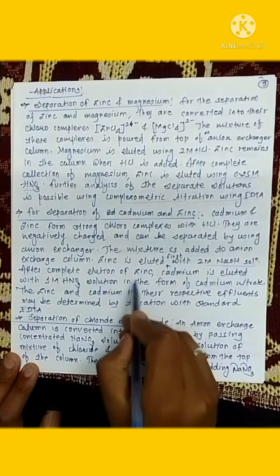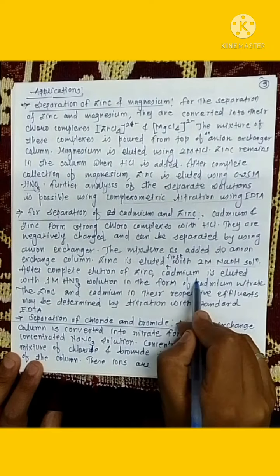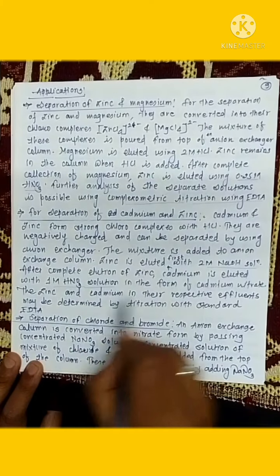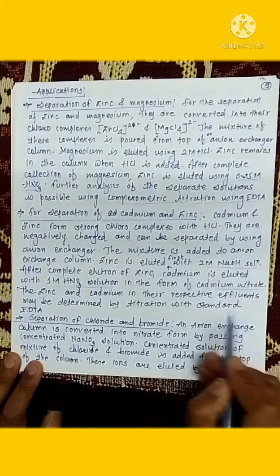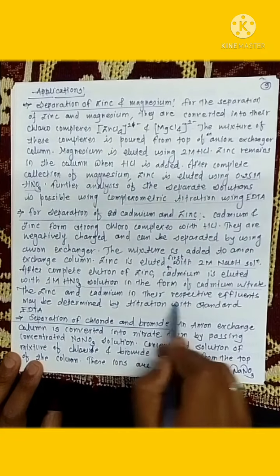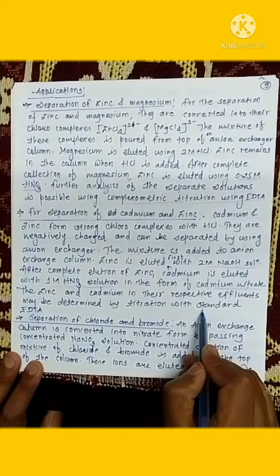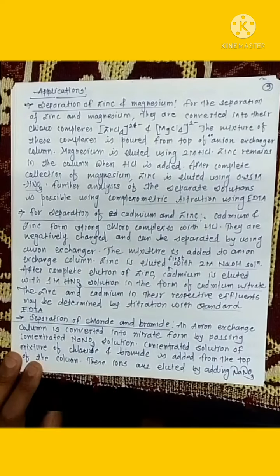After complete elution of zinc, cadmium is eluted with 1 molar nitric acid solution in the form of cadmium nitrate. The zinc and cadmium in their respective effluents may be determined by titration with standard EDTA.